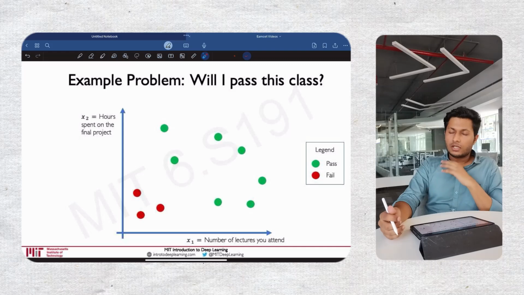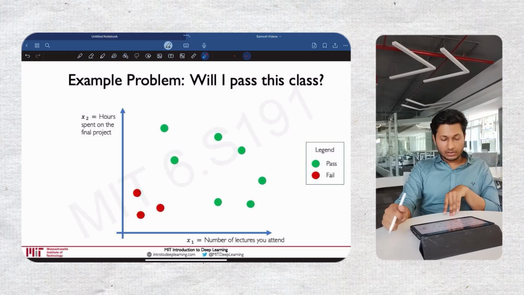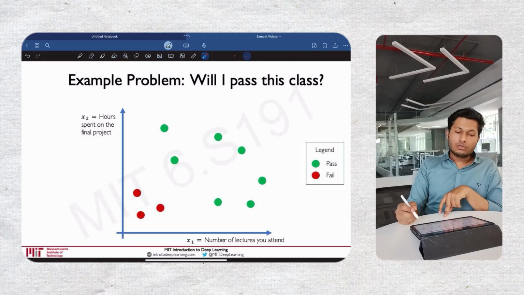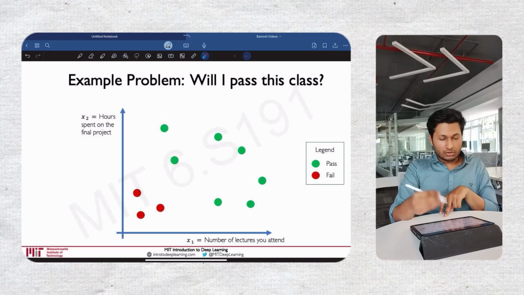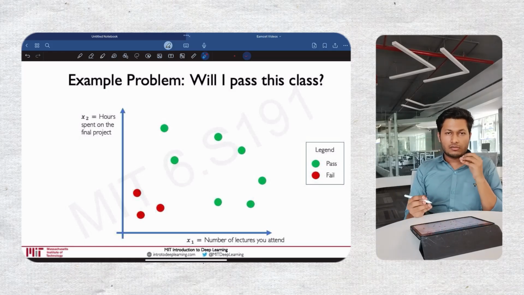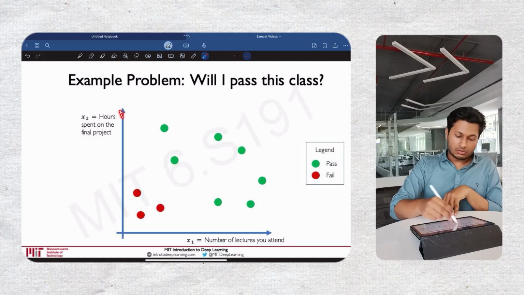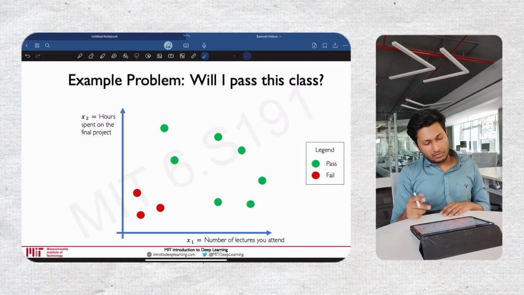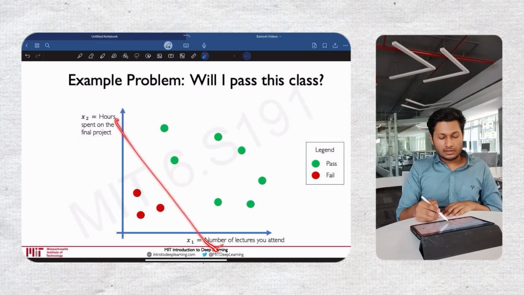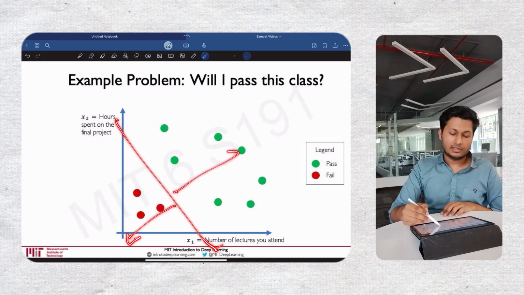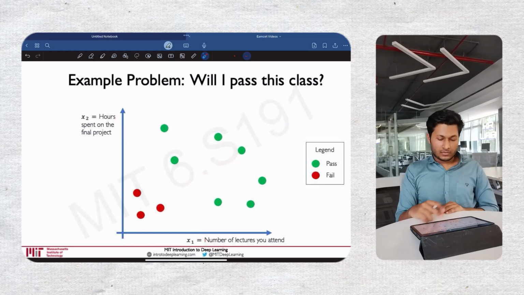Without knowing any concepts of neural networks, even if I ask you to draw a line to build a model that can predict whether you're going to pass or not, most probably you are going to draw it like this. And this is very simple. If a point is on this side of the line, the student is not going to pass. If it is on this side, the student is going to pass.